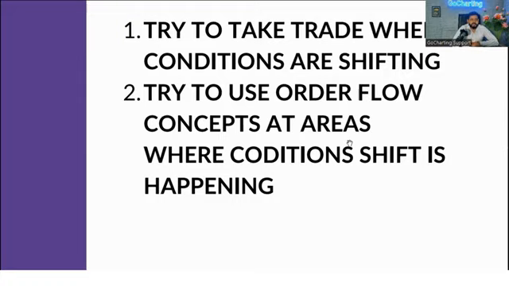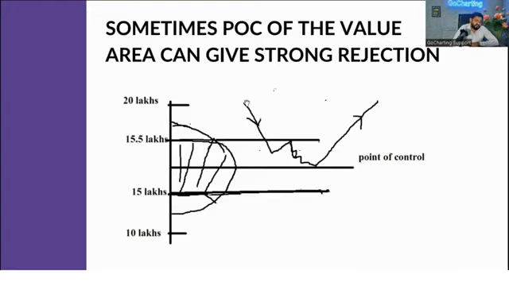So first is try to take trades where conditions are shifting. Why? When the conditions are shifting, say for example, this was imbalance, it is coming into the balance. So now here, this is the best time to take a trade because nobody knows where the market is going to go. But with the help of auction market theory, with the help of order flow concepts, you have some idea that the market may go here. So now if you enter at this particular point, you are going to eat this entire move.